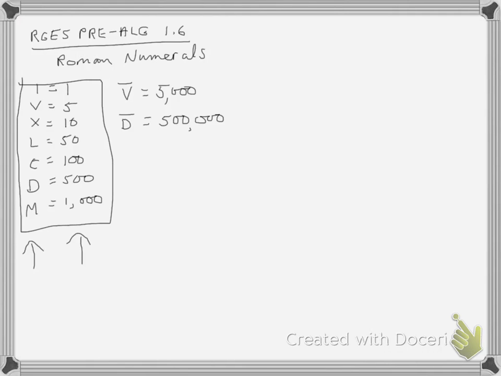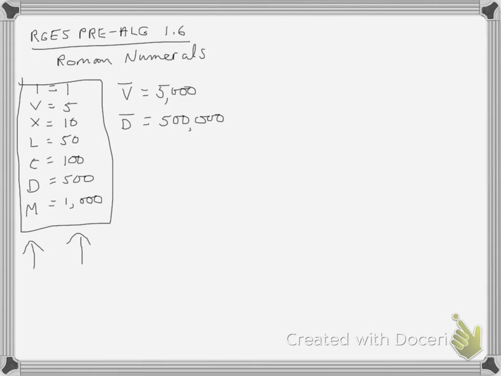The only thing I would say after that is one more symbol. If, let's say, this V is a 5, and I put a line over the 5, that represents 1,000. So it'd be 5,000. The D has a value of 500. If I put a line over it, it now has a value of 500,000. Okay, so let's talk about how Roman numerals work.